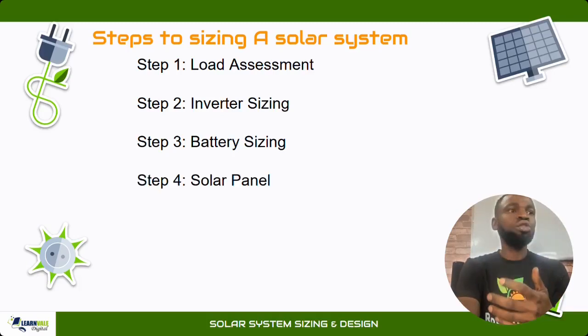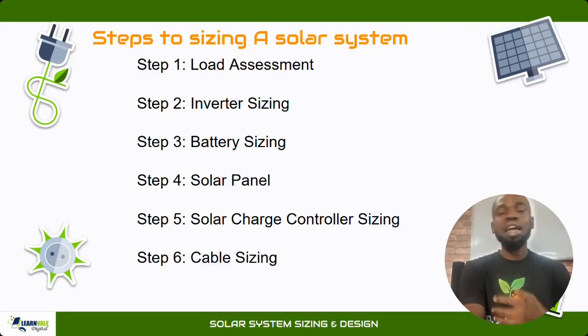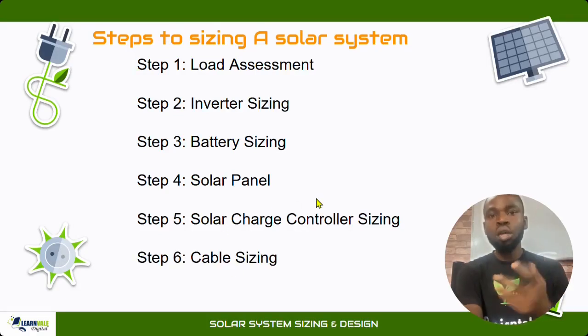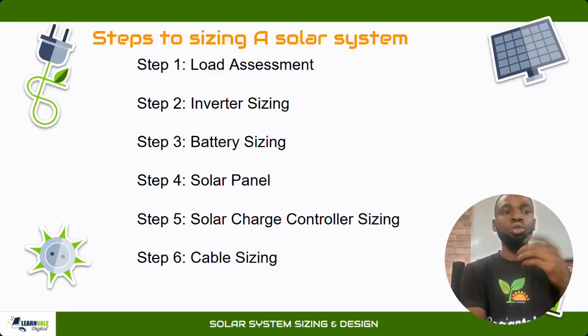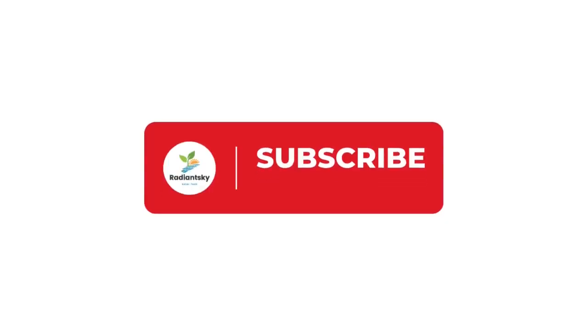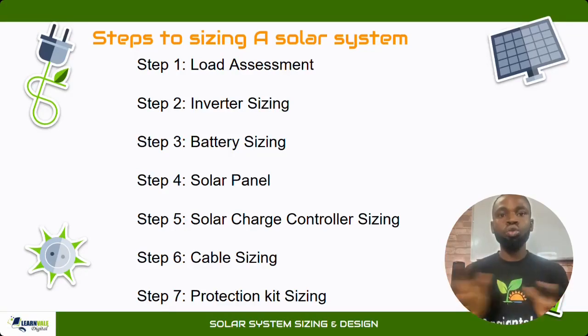Okay, so you size your inverter after your load analysis, load assessment. You size your inverter, you size your battery, you size your solar panel. Then you can now size your charge controller, if a charge controller is part of your design. Then you also size your cabling. Now, why I said if a charge controller is part of your design: you can decide to use a different type of inverter that has an inbuilt charge controller. In that situation, you'll not need a separate charge controller. But if you're using an inverter that doesn't have an inbuilt charge controller, you will also need to size a charge controller. Then you size your cable. Then you size your protective kit.